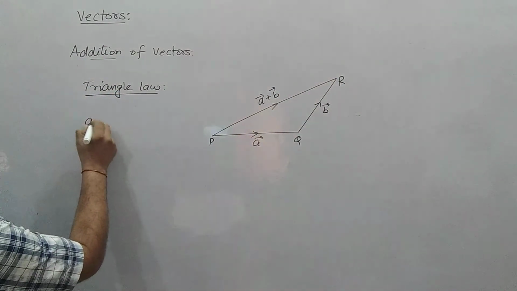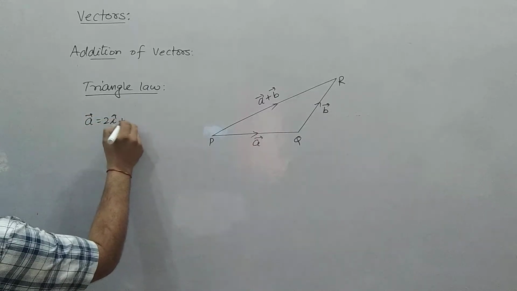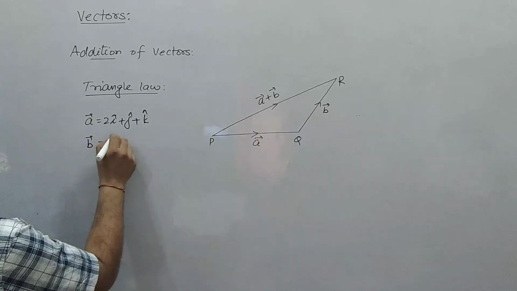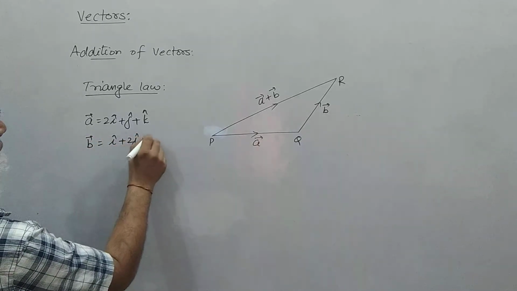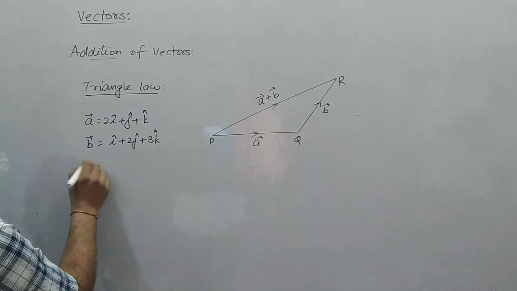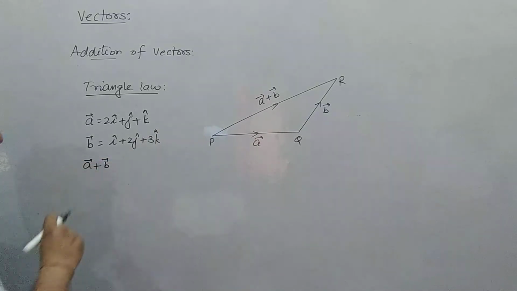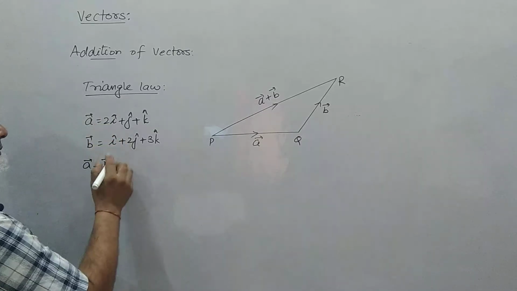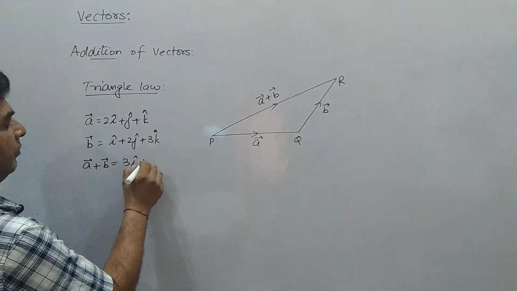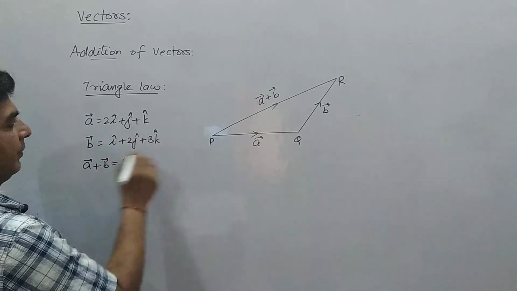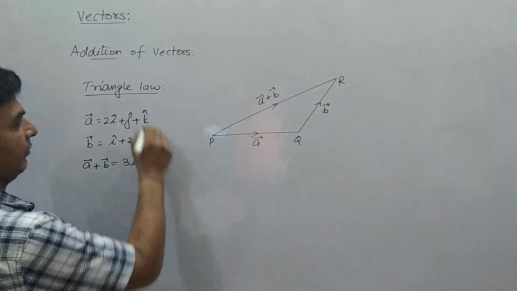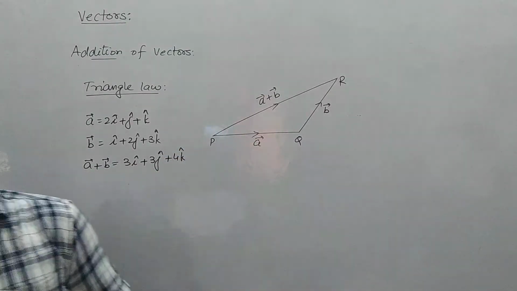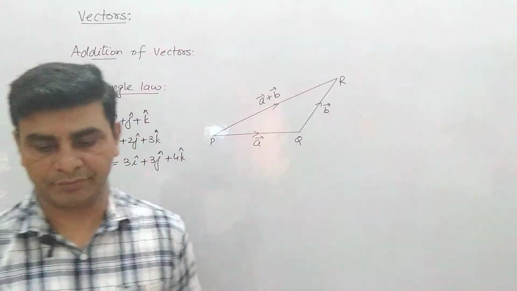For example, if vector A is 2i cap plus j cap plus k cap, and vector B is i cap plus 2j cap plus 3k cap, and we want to add these two vectors or find the resultant, that can be done simply by adding i cap with i cap, giving 3i cap, plus j cap with j cap as 3j cap, and k cap with k cap as 4k cap. So this is the addition of the two vectors.